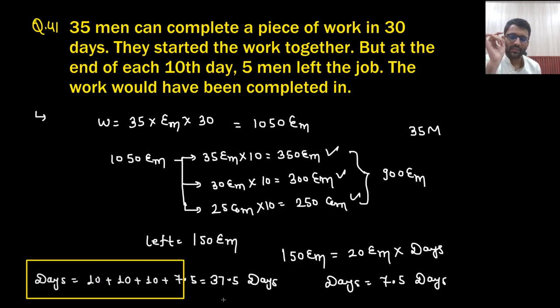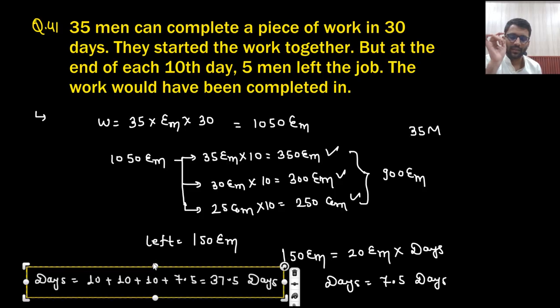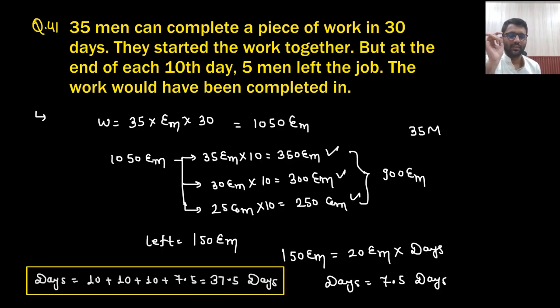37.5. So this is the total time. Okay. This is the total time. So that's it. These are all the questions of time and work.